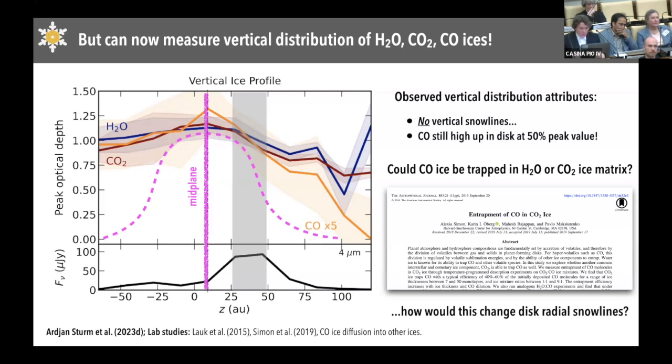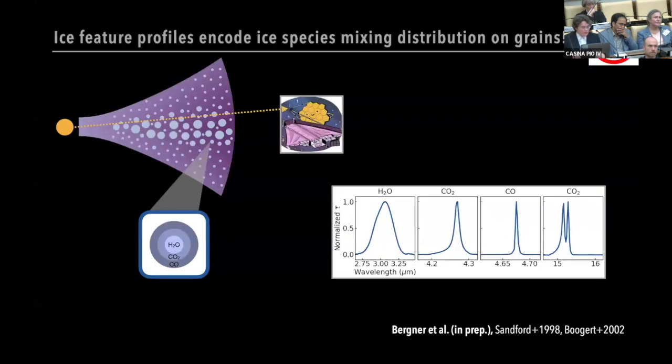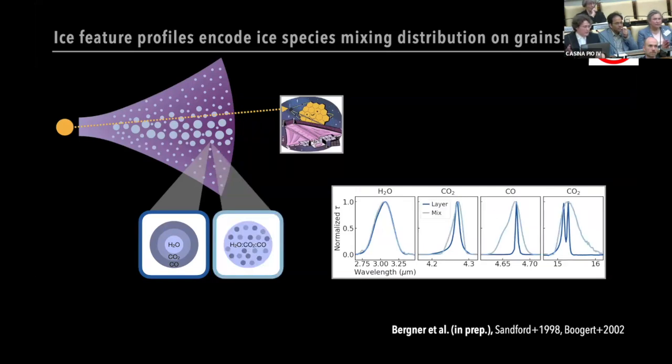So one of our collaborators on the team, Jenny Bergner, took a more detailed look into this. She took laboratory data from mixed ices and combined them with a radiative transfer model to study how they impacted the line profiles. So if you have a layered ice grain like this, you get very sharp peaked profiles, particularly for CO and CO2. However, if you have a thoroughly mixed grain, then you get very broad features for CO and CO2.